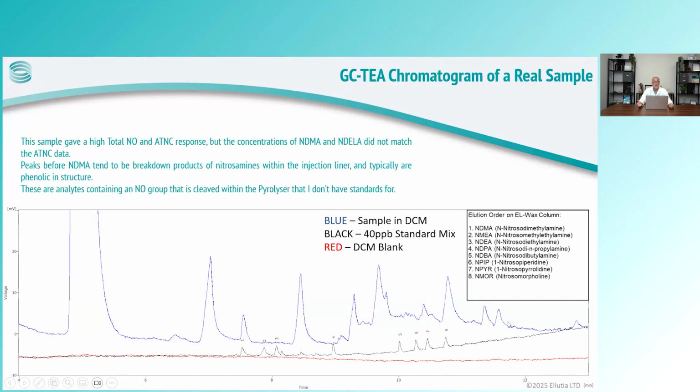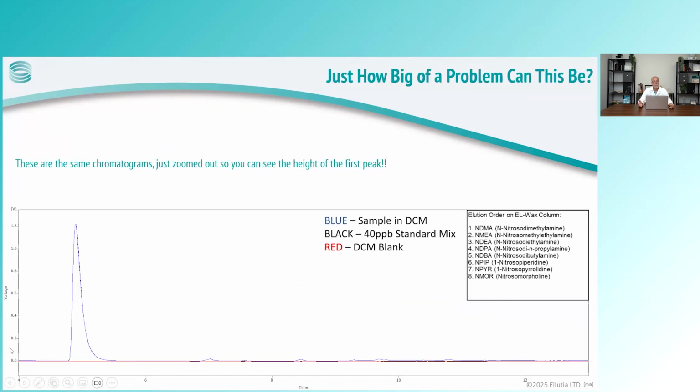Now, just for reference, this black trace is a 20 picogram on column per analyte injection. So the peak heights we see for 20 picograms under these conditions is about 5 millivolts. And just to give you an idea, that first peak is 1.2 volts. So that's about 250 times higher than the 20 picogram standard.